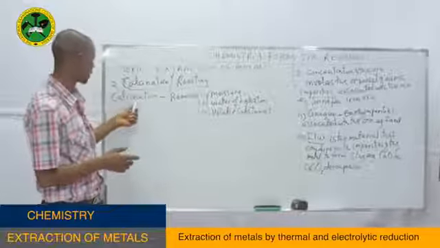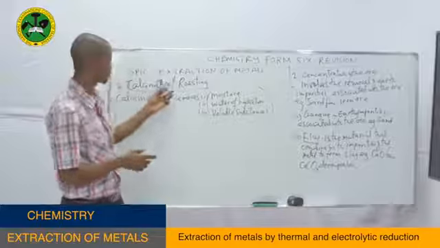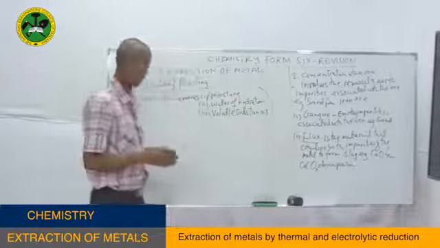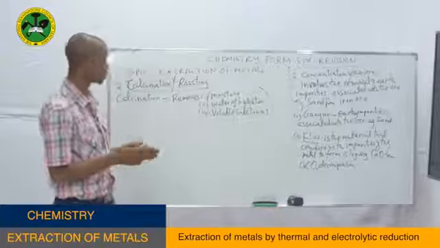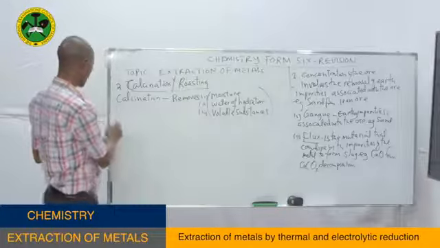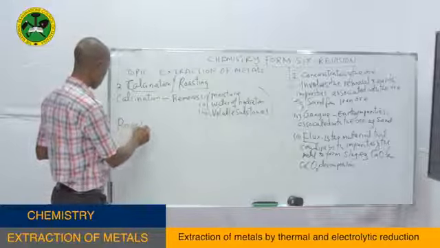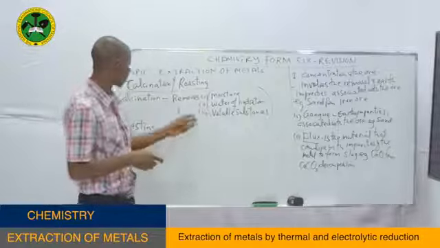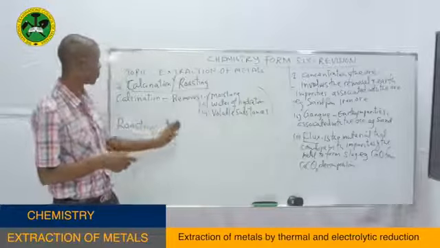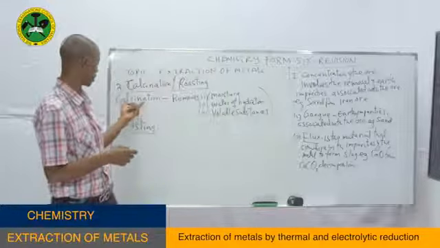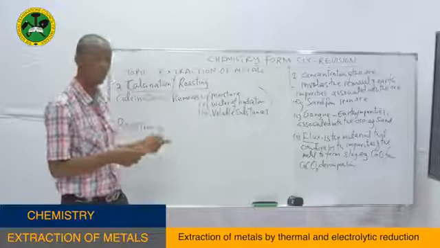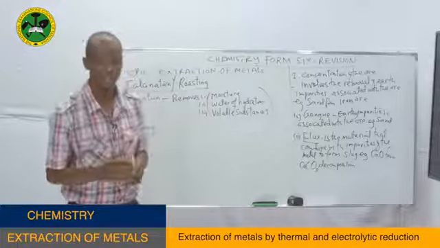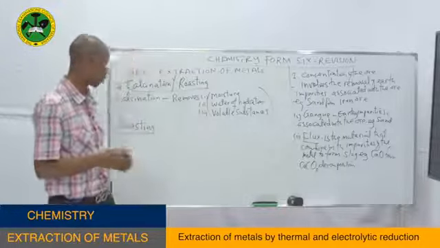Now the calcinated ore, after removing those things, is subjected to roasting. And when we talk about roasting, this involves the heating of the calcinated concentrate in excess air. We are using excess air below the fusion temperature of the metal ore.